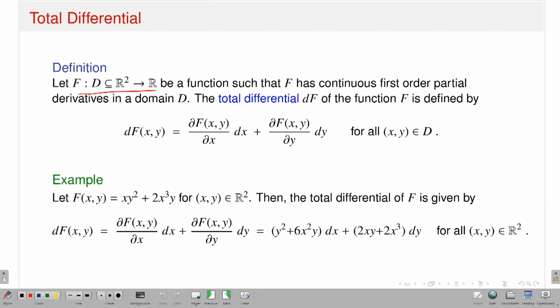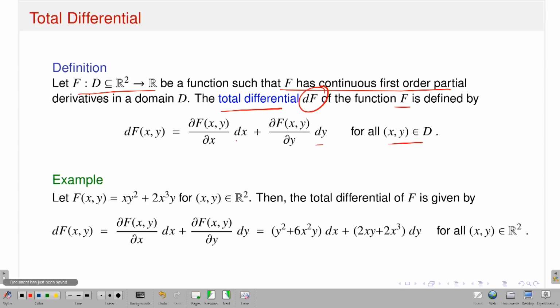Now I am discussing, at the very end, what is an exact differential. That is the only last part remaining. So, total differential, what is that? Suppose I have a function f from some set D, a subset of R2, to R, which has continuous first order partial derivatives in that domain. Continuous first order partial derivatives means the partial derivatives exist and they are continuous. Then the total differential, which I denote as d f, is defined as del f del x times dx plus del f del y times dy for all x, y.